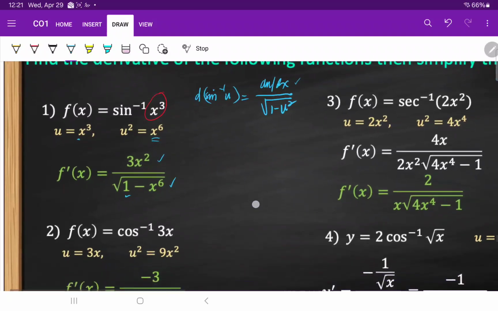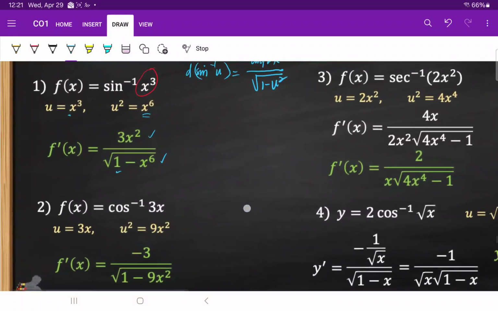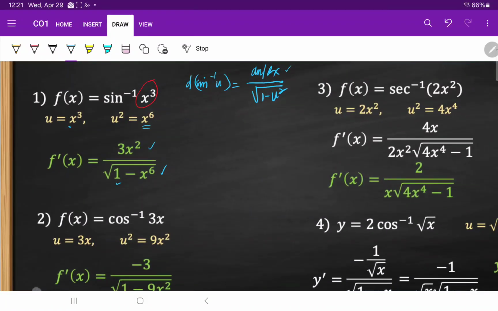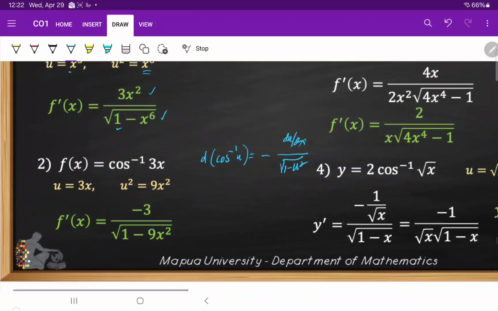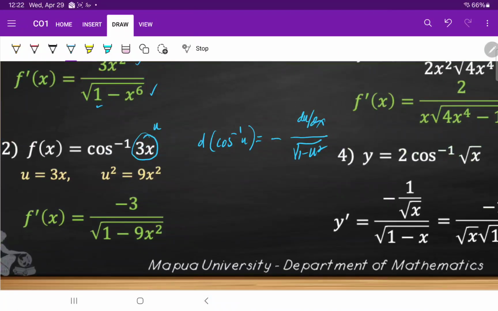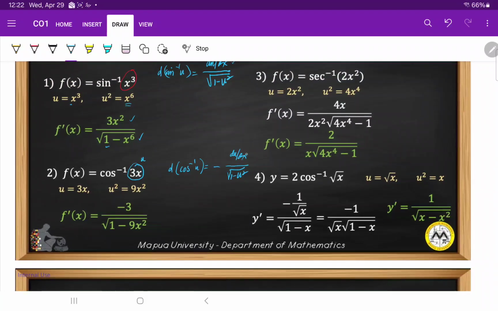And then you simplify by rationalizing the denominator. How about arc cosine? We know that the derivative of arc cosine is just the negative of the derivative of arc sine. So it's the square root of 1 minus u squared. Here, this is your u. If u is 3x, then substituting in this formula, we get negative du dx, so negative 3 over the square root of 1 minus u squared. When you square 3x, it's 9x squared.